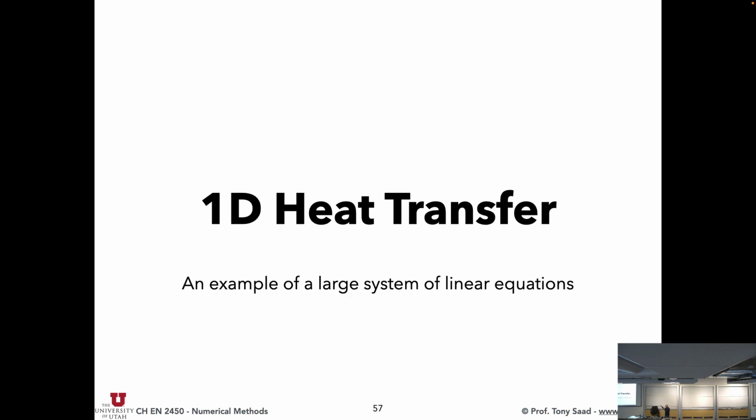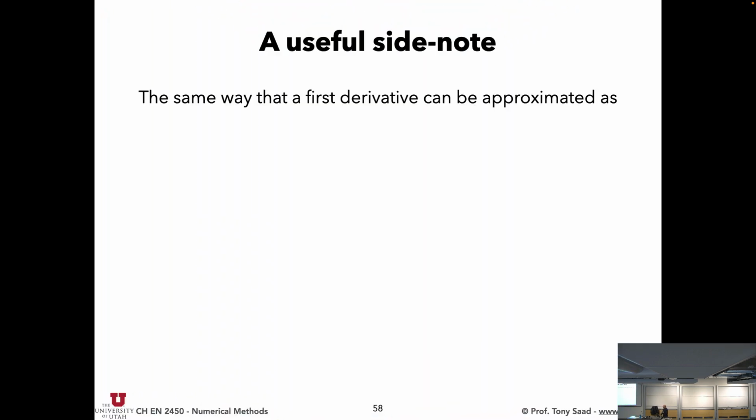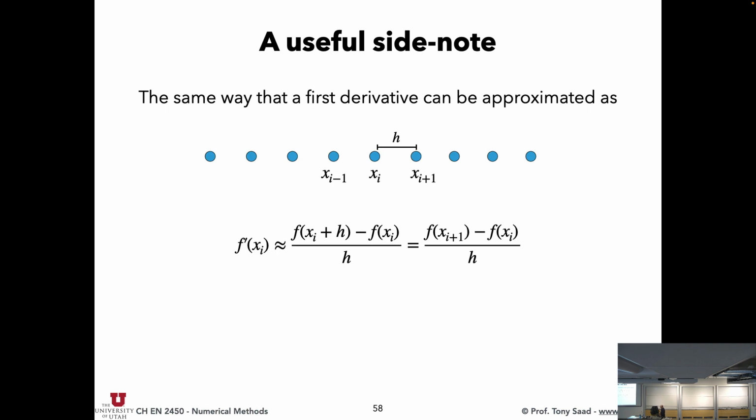But I want you to at least try to follow with me to understand the physics and how the physics can translate to actual pneumatics. Now, I need to do a side note first. The same way that a first derivative can be approximated as f of x plus h minus f of x over h, okay? Now, notice what I did here.